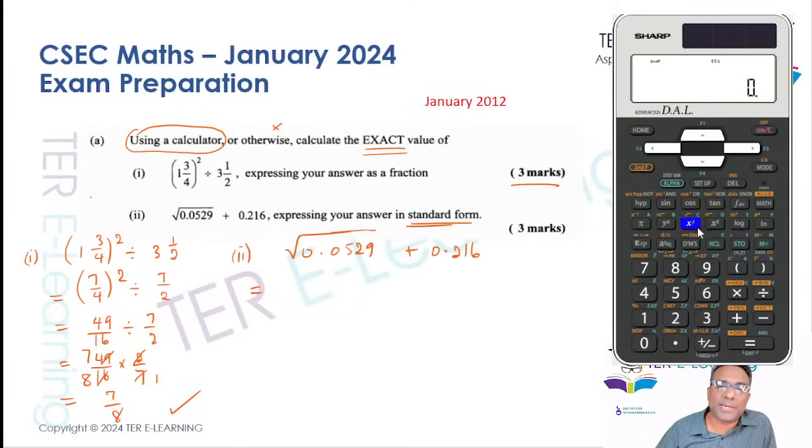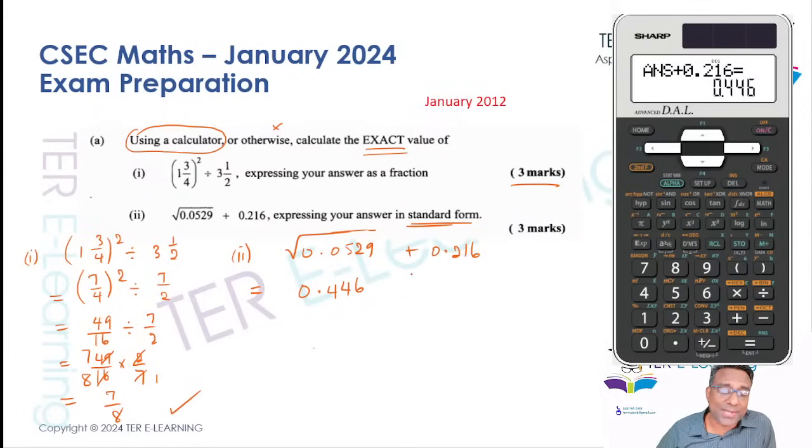So you're going to press second function, square root, 0.0529, equal, and then we're going to add that to 0.216, and you're going to get 0.446. So this is 0.446. Now here's the thing.